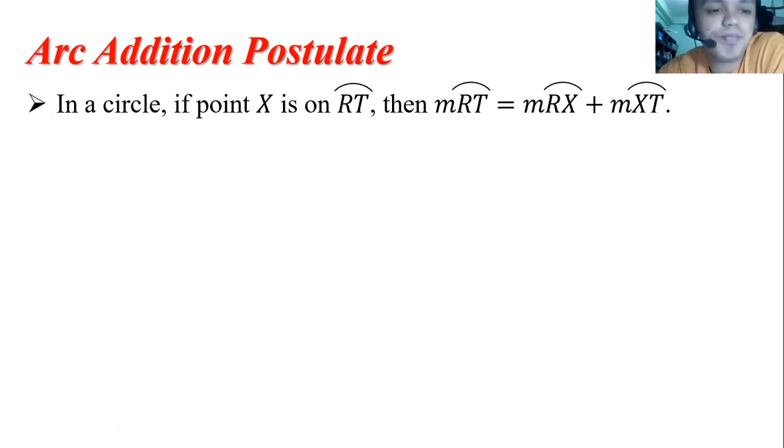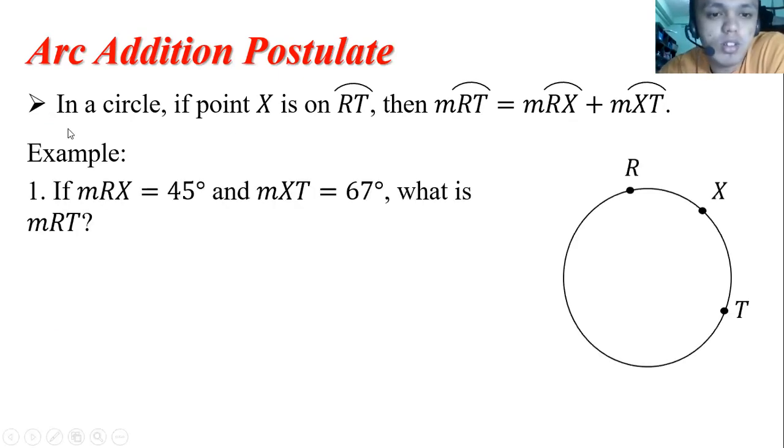Okay, example here. Measure of arc RX is equal to 45 degrees and your measure of arc XT is equal to 67 degrees. What is your measure of arc RT? Okay, so ito yung figure natin. Ito yung RX, ito yung XT. So yung si RX daw is in between of arc RT. That will make measure of arc RT equal to the sum of measure of arc RX and measure of arc XT. Okay?